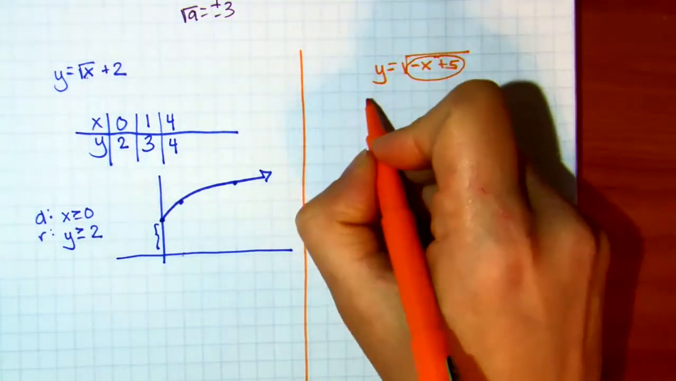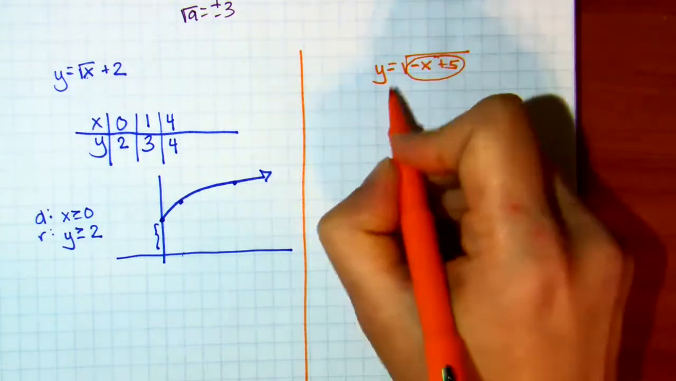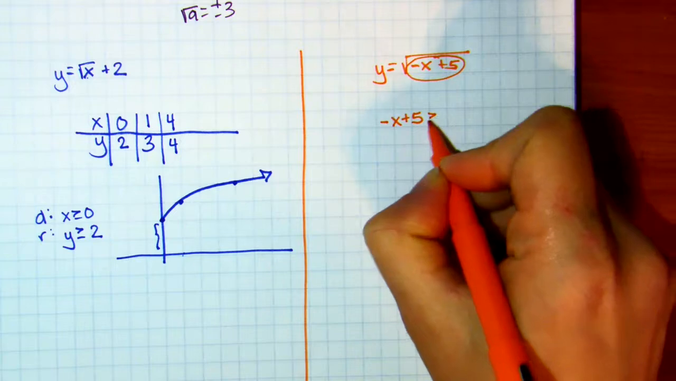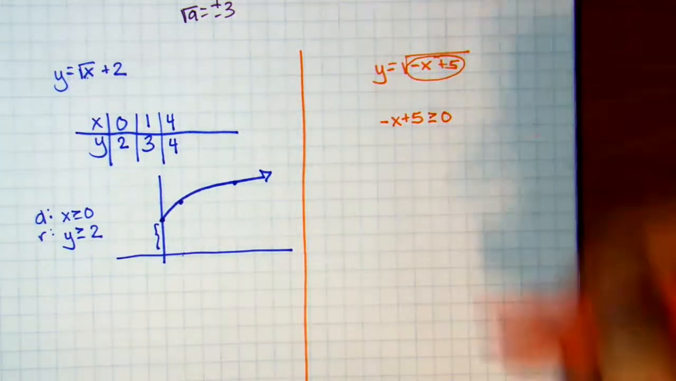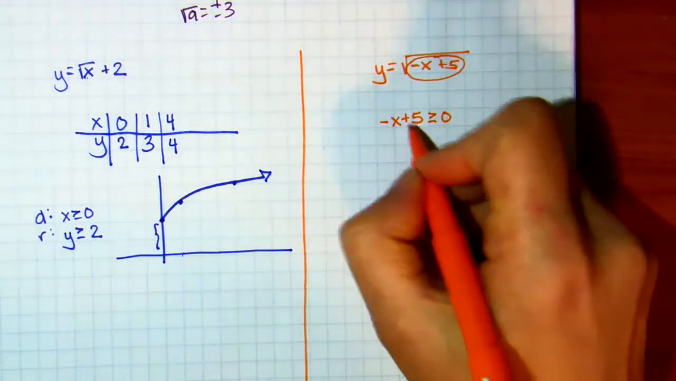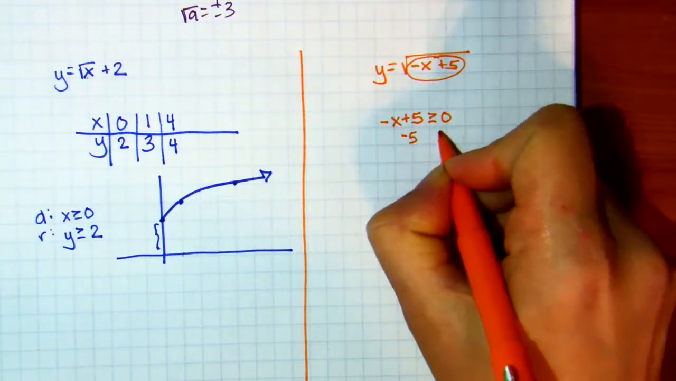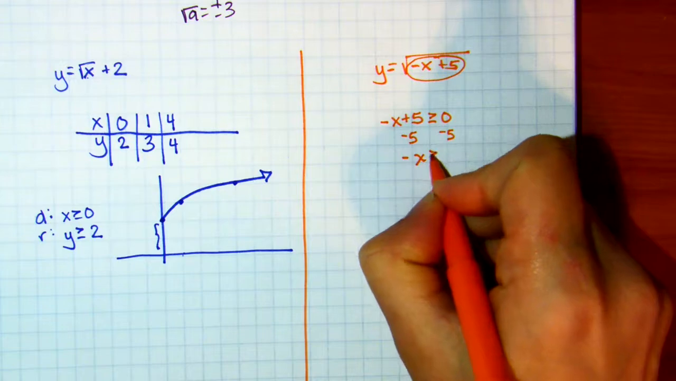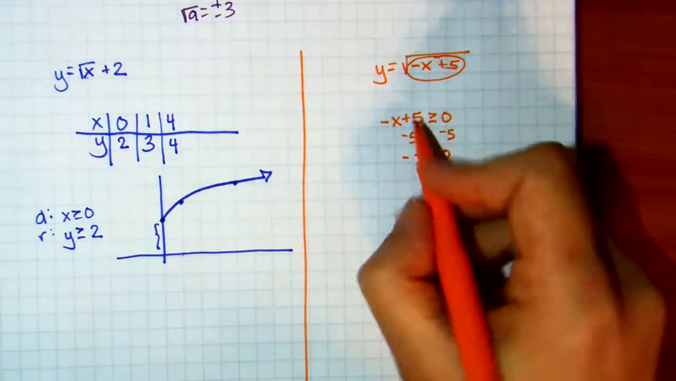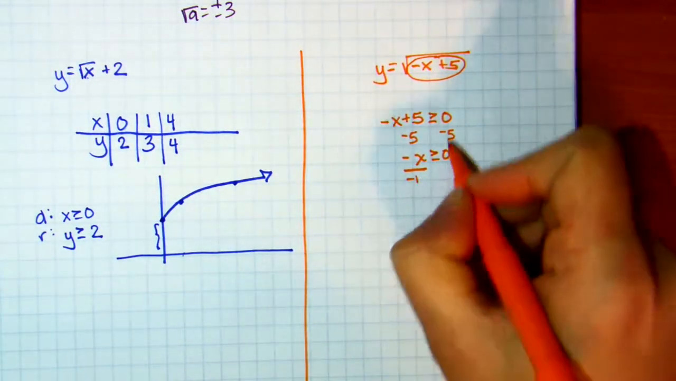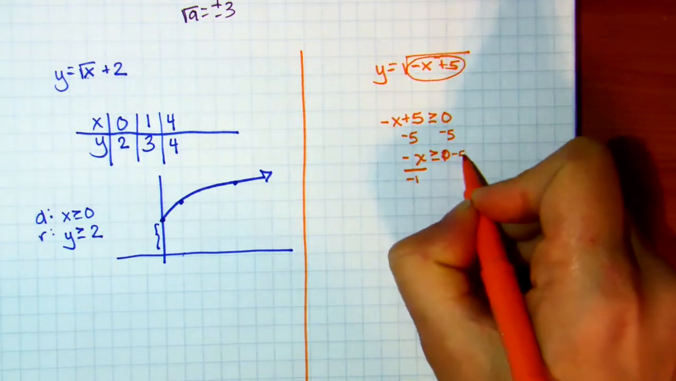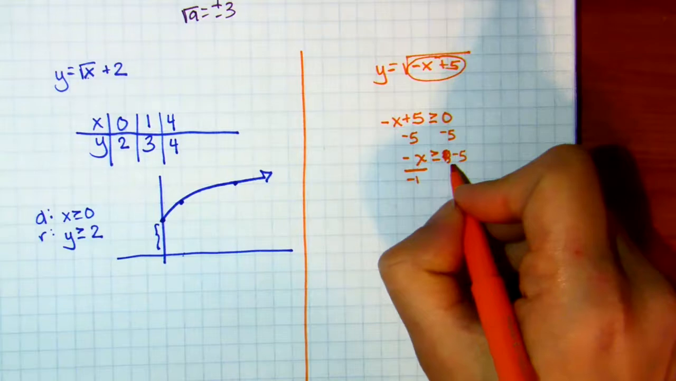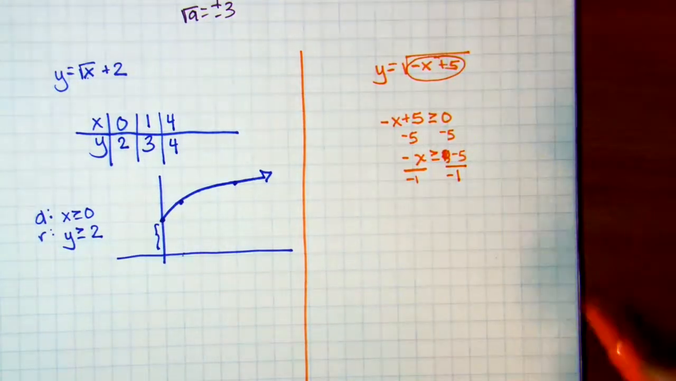So in order to find the domain for this function, I just take what's under the square root and set it greater than or equal to 0. And then I solve. So if I solve this inequality, I would subtract 5 from each side. So that tells me that negative x has to be greater than or equal to negative 5, my fault. Then I divide each side by negative 1.